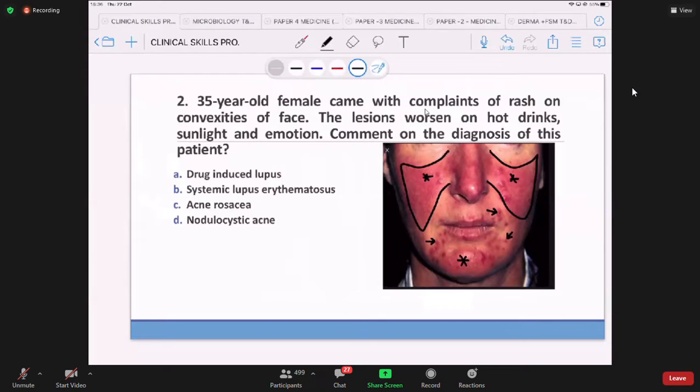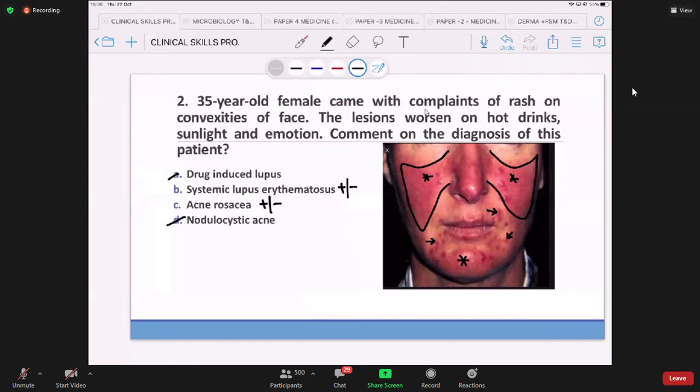So is it acne? Is it nodular cystic acne? Is it acne rosacea? Well, I'm ruling out option A because there is no drug given in this question. Option B definitely could be there, could not be there. That's one possibility. Acne rosacea, yes, could or could not be there. It's definitely not nodulocystic acne because it's not so pronounced.